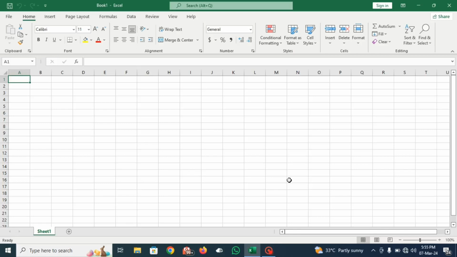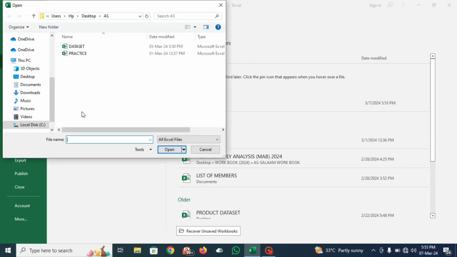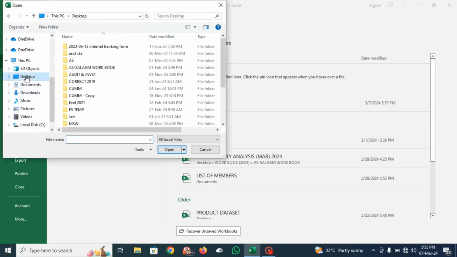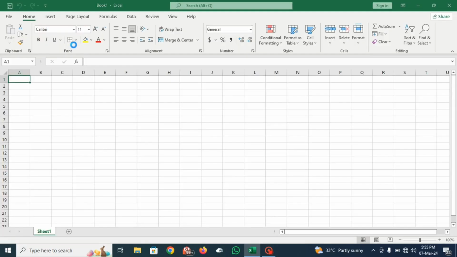Now, the first thing that I'm going to do here is show you how you can import your data set into your spreadsheet. So I'll click on File, then come to Open, and click on Browse in order to select the folder. My folder is on the desktop, then I'll open AS, then I want to use the data set. So I'll just click it.